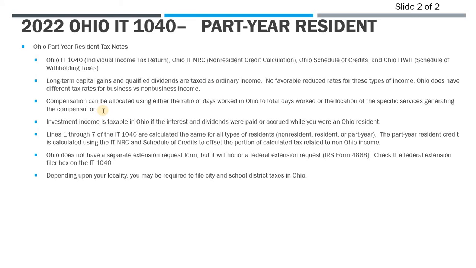Now, how do we allocate the compensation? Compensation can be allocated using either the ratio of days that you worked in Ohio to the total days worked, or the location of the specific services that were generating the compensation. In this case, we can just use the latter metric because she's easily able to trace it: the wages from Company A were earned while I was living and working in Ohio, so that'll be Ohio wages, and then the rest of it will be Florida based.